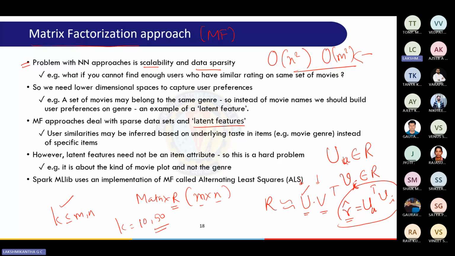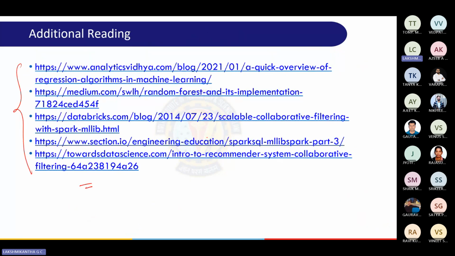Once I talk about MF implementation, there is so much information, so I would recommend you go through all these links to understand each and every concept in detail.